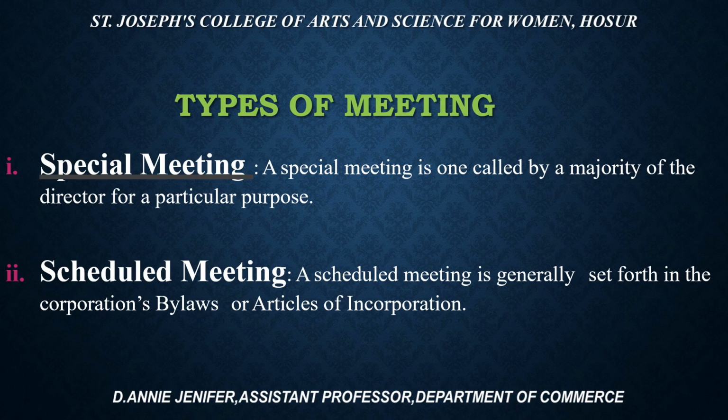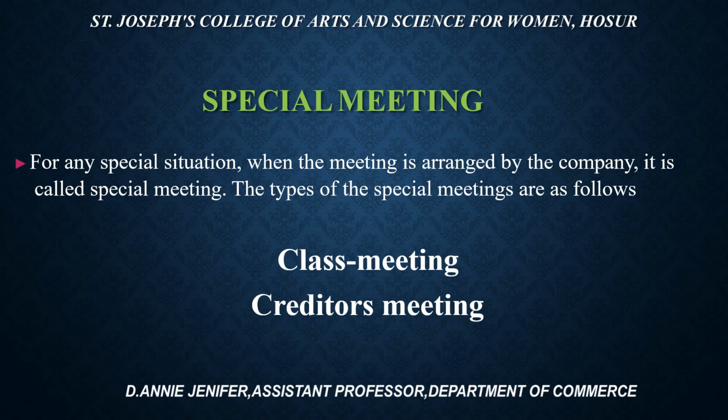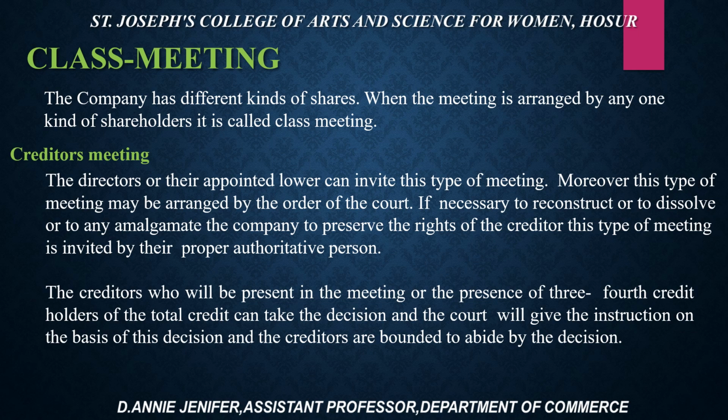Types of meeting: we have two types. Special meeting: a special meeting is one called by a majority of the directors for a particular purpose. Scheduled meeting: a scheduled meeting is generally set forth in the corporation's bylaws or articles of incorporation. In special meeting, we have class meeting and creditors meeting. What is a class meeting? The company has different kinds of shares. When the meeting is arranged by one kind of shareholders, it is called a class meeting.